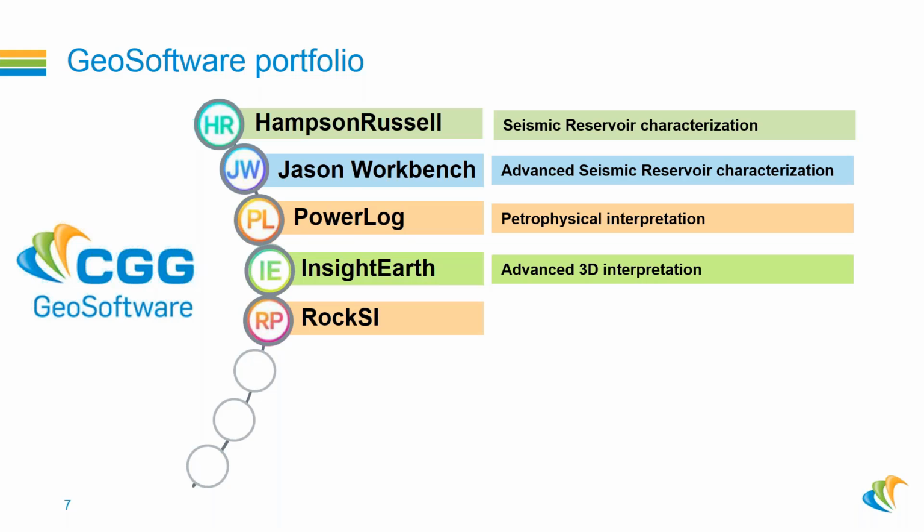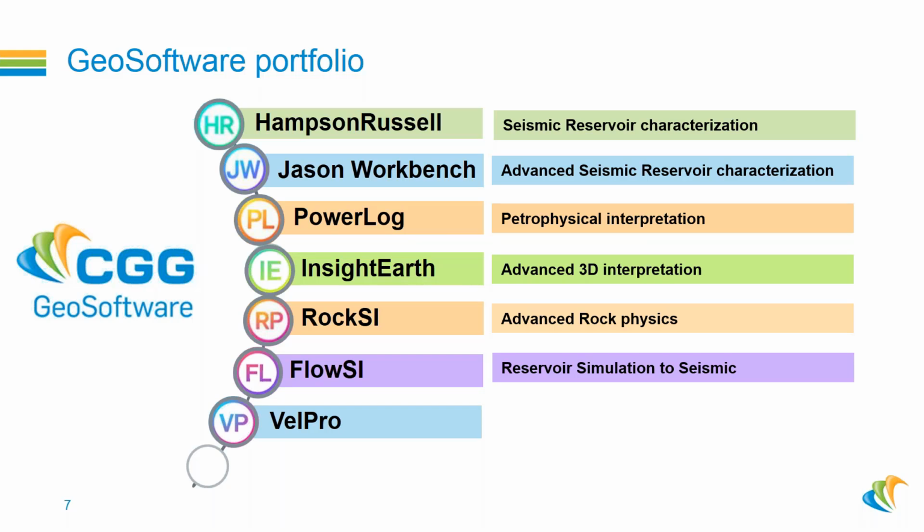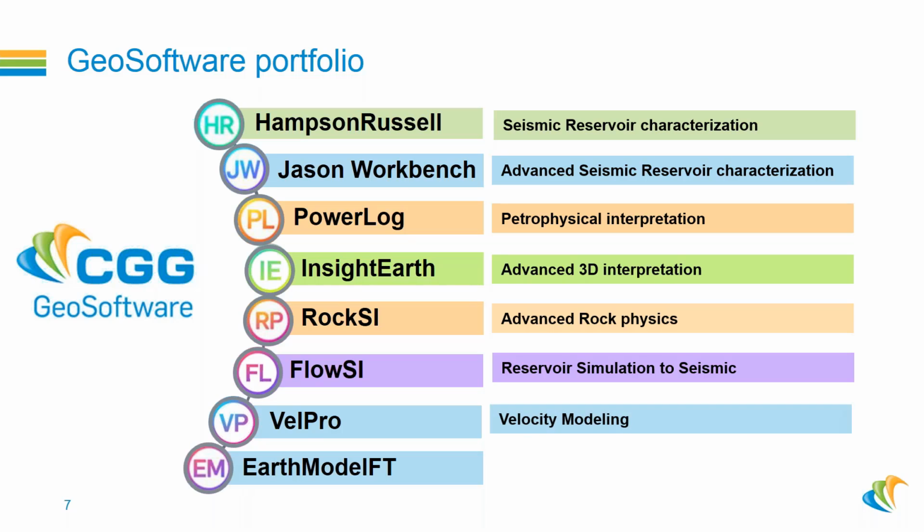RockSI is for building your rock physics models, calibrating them, and creating simulations of the rock physics data. FlowSI is for reservoir simulation to seismic. VelPro is for velocity modeling and pore pressure prediction using velocity data. And finally, our Earth Model FT is used for reservoir modeling and transferring the properties from seismic reservoir characterization to your reservoir grid and reservoir model.